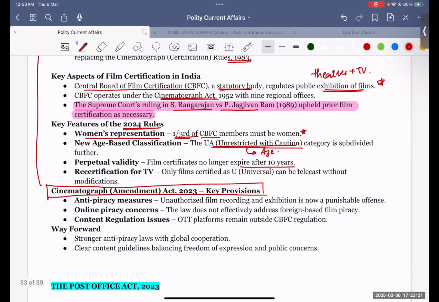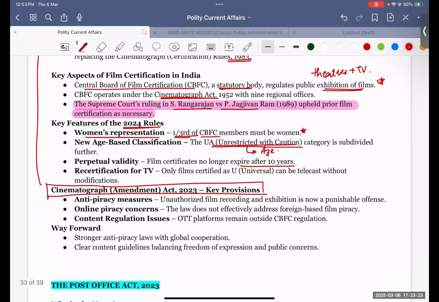So earlier, what used to happen in the earlier rules, if a film gets certification of universal, unrestricted, then it used to expire after 10 years. So now they have perpetual validity.